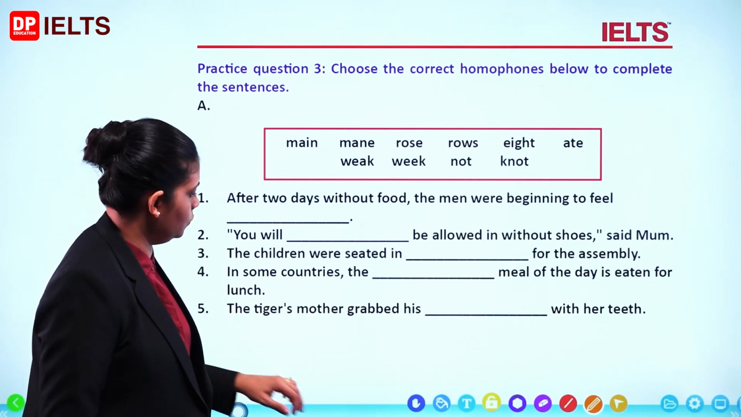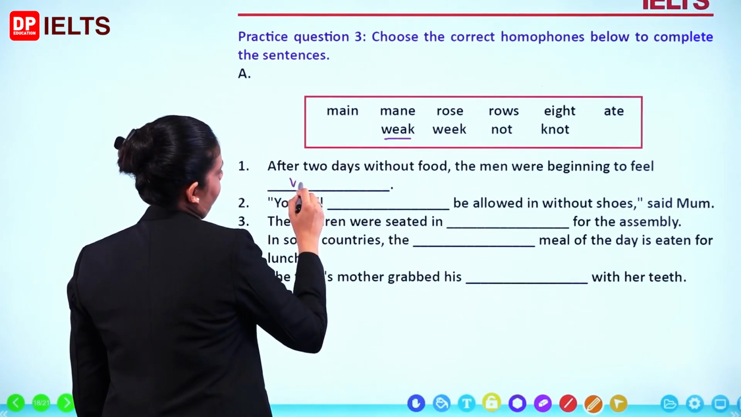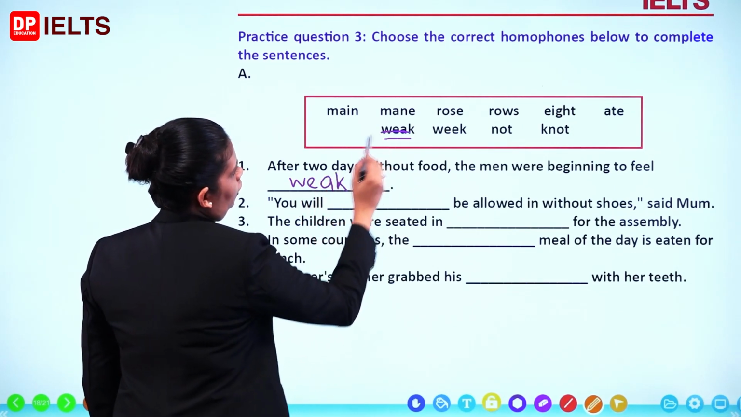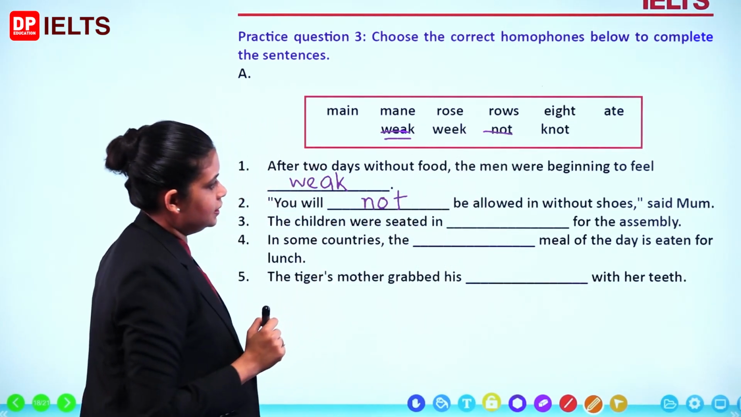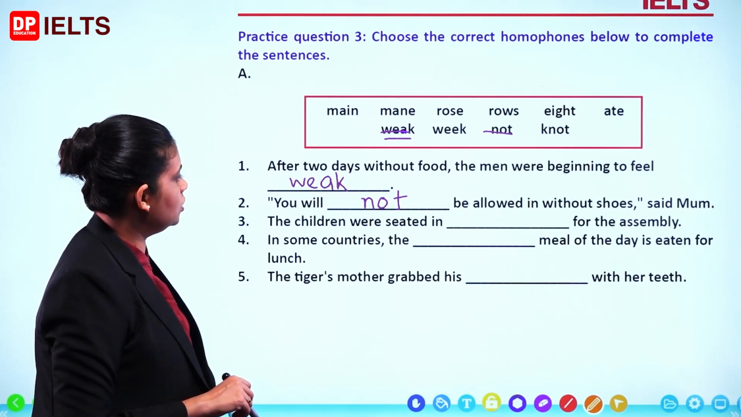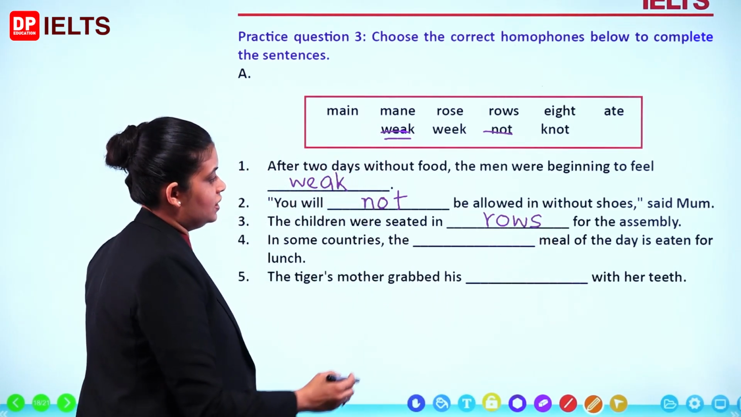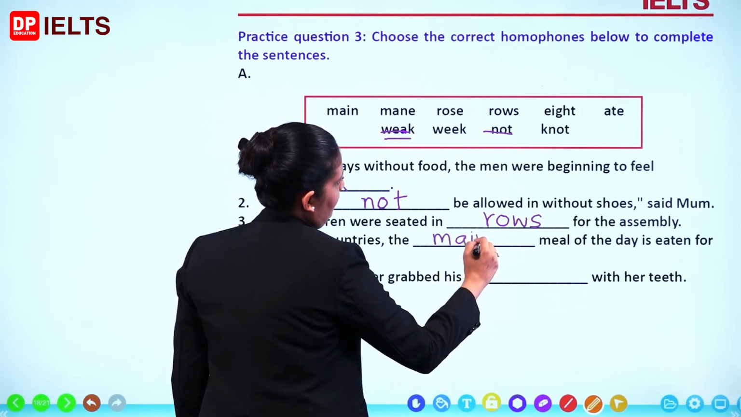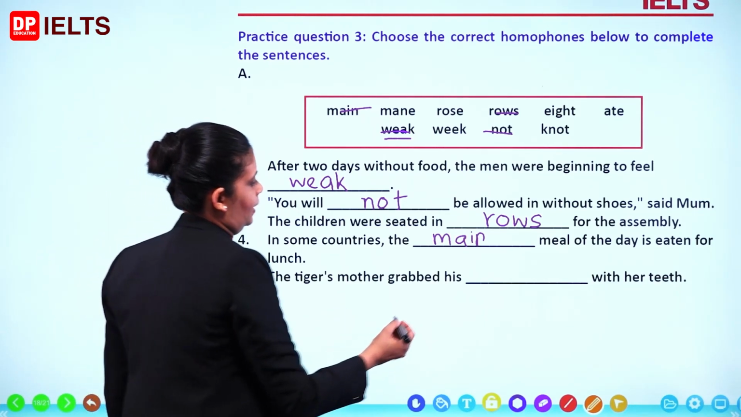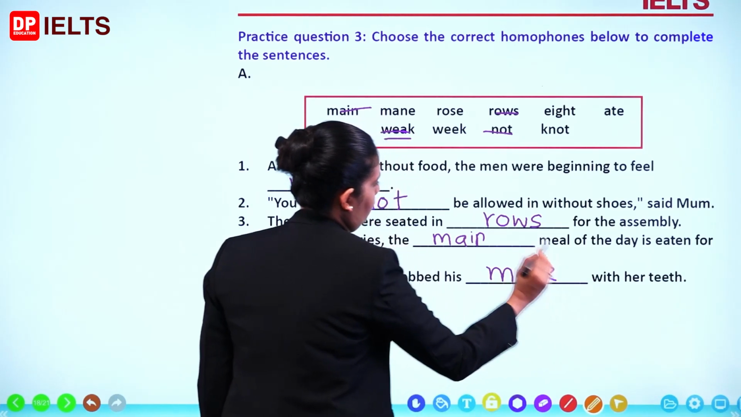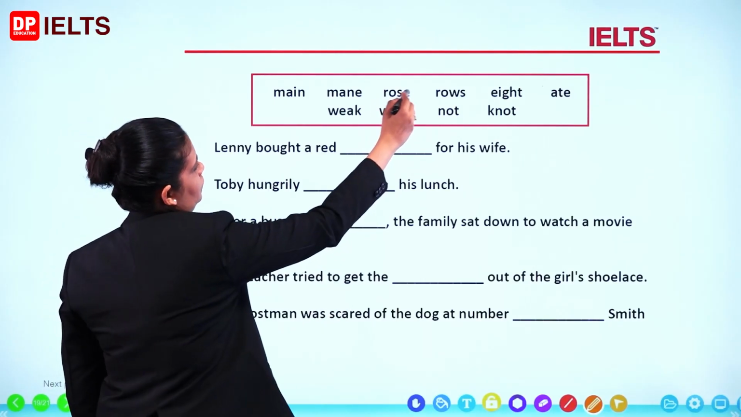After 2 days without food, the men were beginning to feel weak. So this one here. You will not be allowed. Right? In without shoes, said Mum. The children were seated in rows for the assembly. In some countries, the main meal of the day is eaten for lunch. The tiger's mother grabbed his mane. Mane means long hair, with her teeth. Okay? The next one. Lenny bought a red rose for his wife.